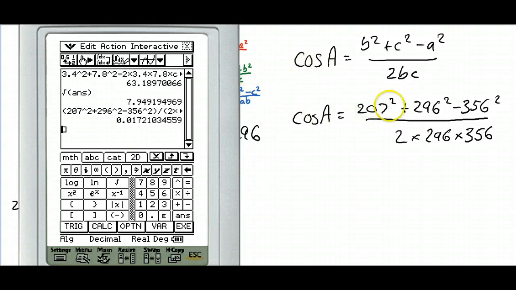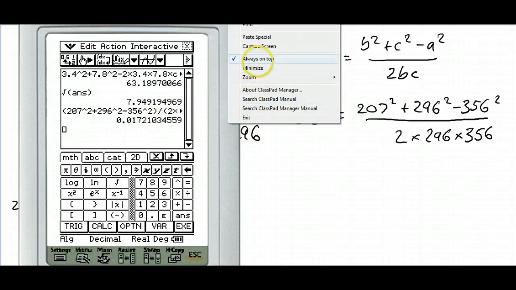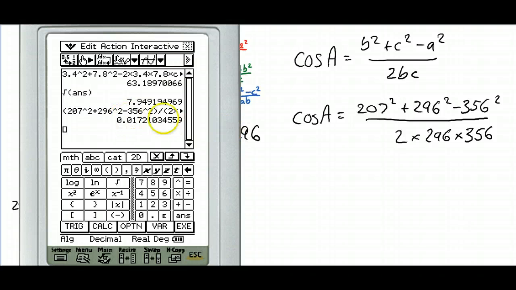Alright, when we put all of these numbers into the calculator, what we get is 0.01721 and so on. Let's keep that on top. So we found out what this fraction cancels down to, but we're not quite finished with finding the angle yet, because we've got to get rid of this cos here. To get rid of that cos, we've got to do inverse cos of both sides. Inverse cos on this side cancels out the cos, so we've just got A, and we do inverse cos of this number.